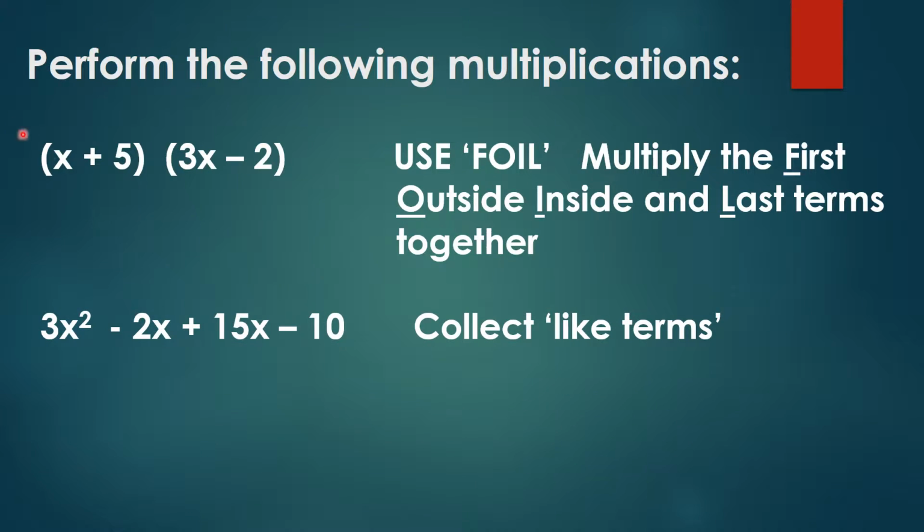And so if you do that, you get 3x squared minus 2x plus 15x minus 10. You collect the like terms, which are negative 2x and 15x, which will yield 3x squared plus 13x minus 10.